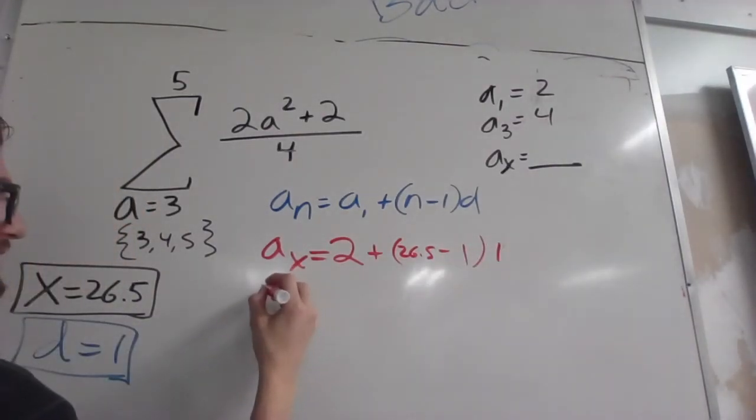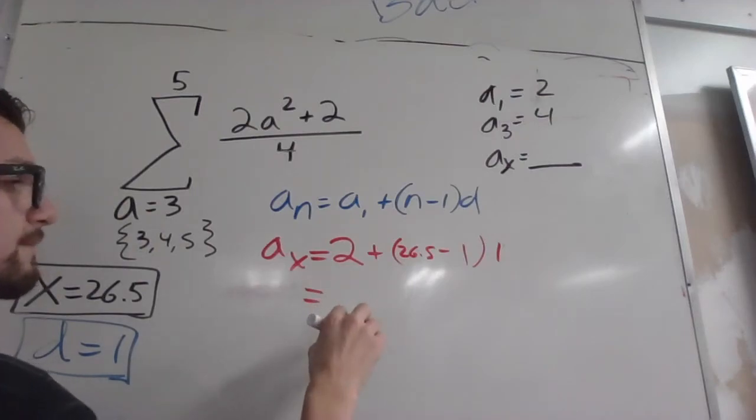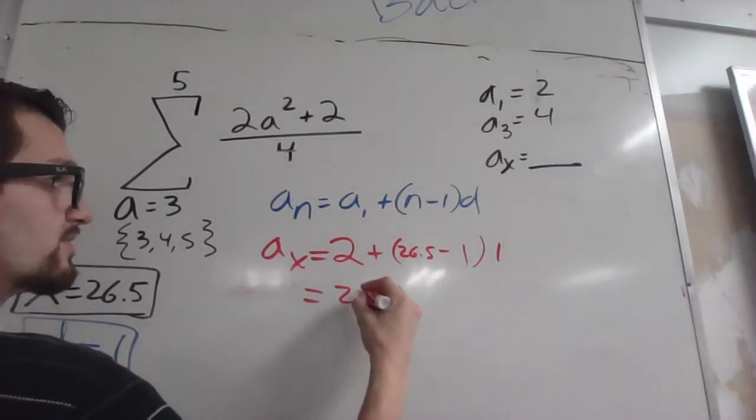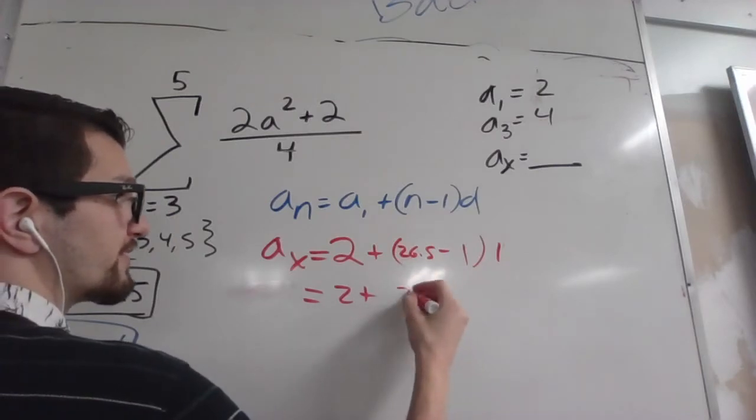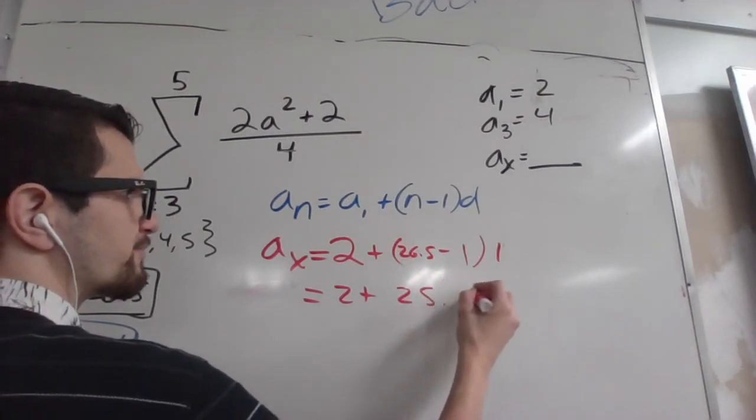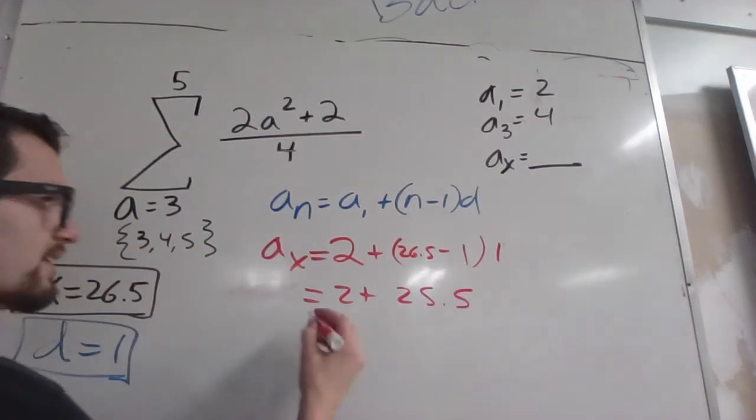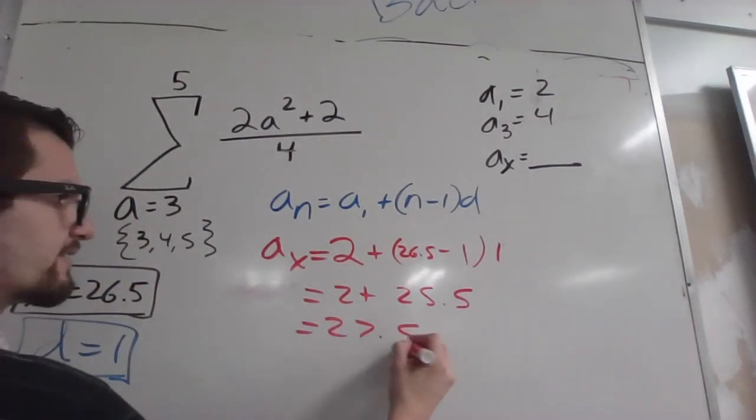So if I simplify, that's 2 plus 26.5 minus 1 is 27.5. I'm sorry, 25.5 times 1, which is the same thing. And that gives me 27.5 as my final answer.